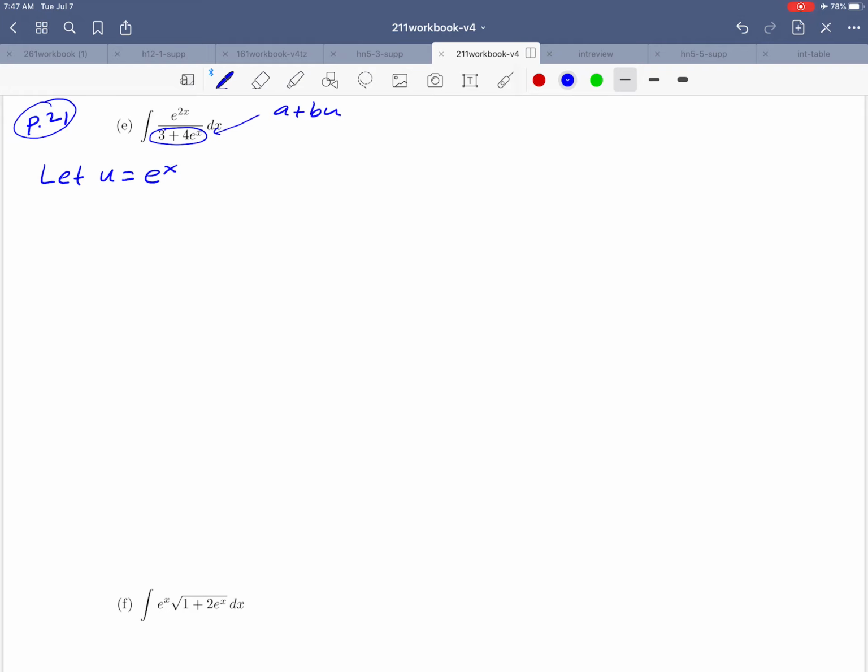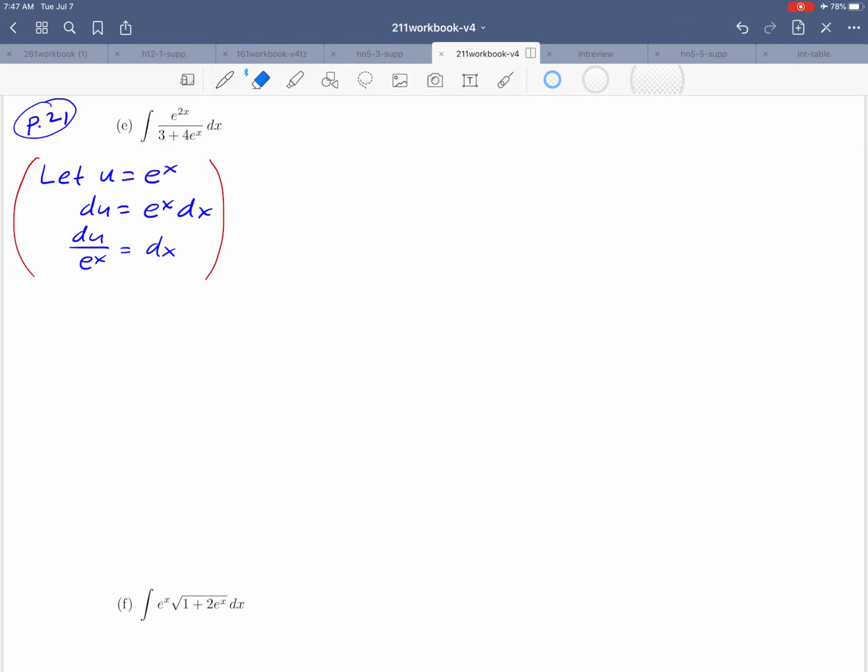Okay, so if u is e to the x, then the derivative of u is just e to the x, and we'll stick a dx on the end. And if we get the dx by itself, we're going to divide by e to the x, so du over e to the x is dx. Okay, let's see if we can make that substitution work for us. I'm going to clear away this clutter here.